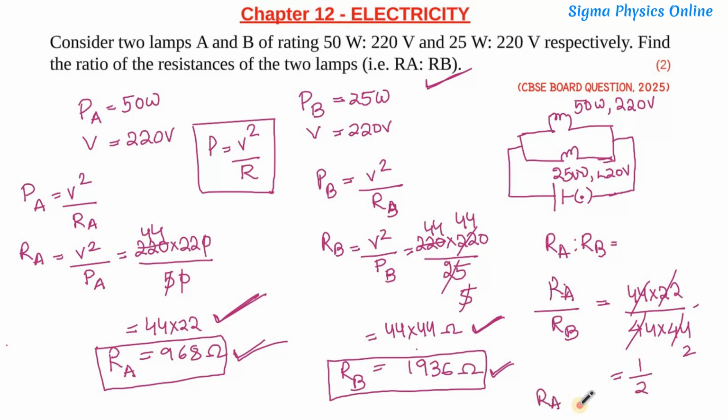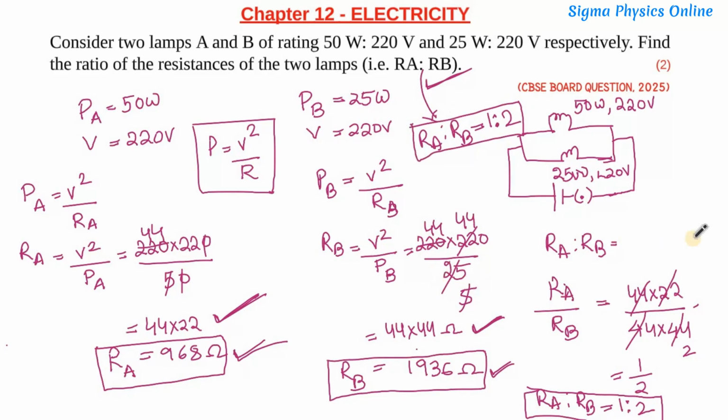Hence RA is to RB is 1 is to 2. Hence this is the final value, that is RA is to RB is 1 is to 2. So this is the final answer. So I hope you've understood the explanation to this question.